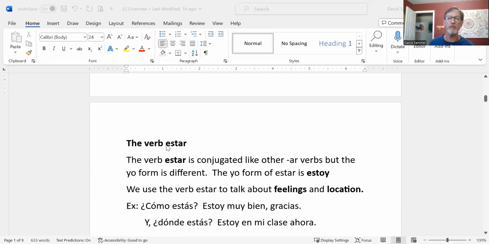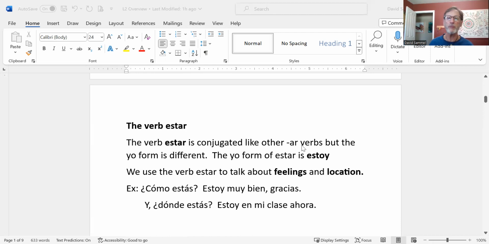And I also want to talk about the verb estar. It's conjugated a little bit differently. Most of the endings are exactly the same, but the yo form of estar is estoy. What do we use the verb estar for? We use it to talk about feelings and location. Now, that's different than the verb ser, which we already learned. And I'll go through that in just a little bit, okay?